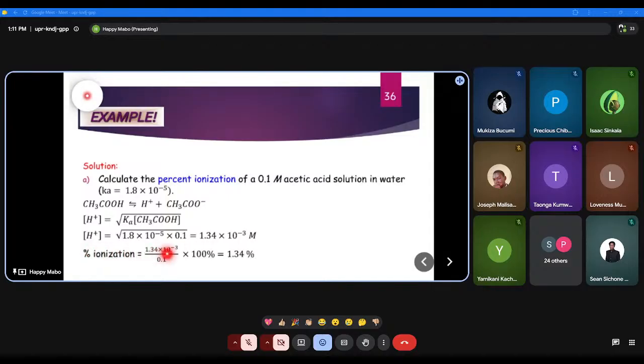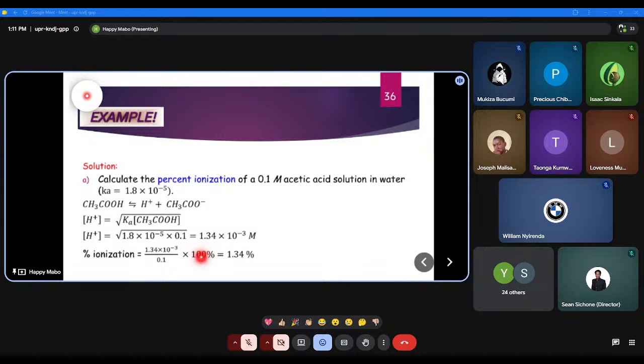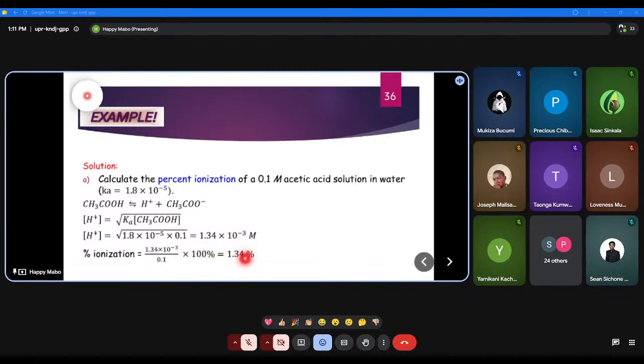So the amount that will have dissociated against the initial concentration that we are given, multiplied by 100%, gives us 1.34%. So you can see that for strong acids which undergo complete ionization, the molecules that would result on the right hand side of the equation would have come from the initial molecules to a 100% extent, meaning that those are not going to be there.